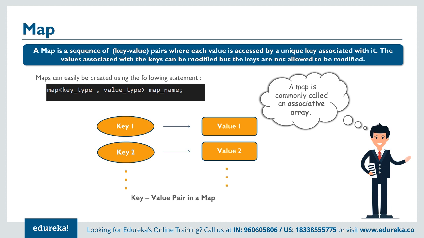So a map is commonly called an associative array. This is a commonly used name in the case of a map. So against a key, you store a value in the map. Like this, you can have multiple keys and you can store a single value against a given key. And this key value pair is unique in nature.